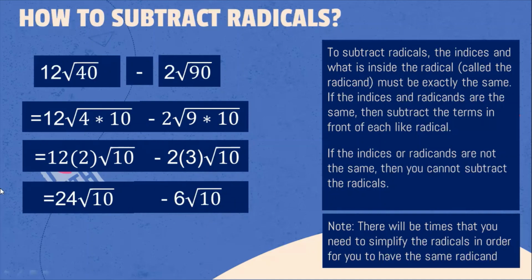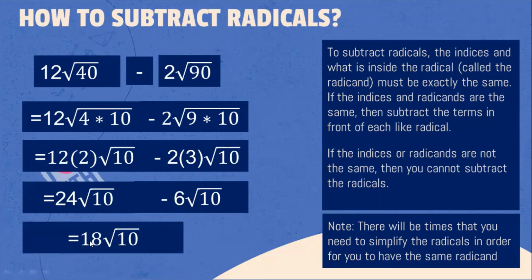Can we subtract these two terms? Yes, we can, because we have the same indices and same radicands now. That's why we can subtract 24 minus 6. The answer is 18, the square root of 10. This is our final answer, because we cannot simplify the square root of 10 anymore. So the final answer is 18, the square root of 10.